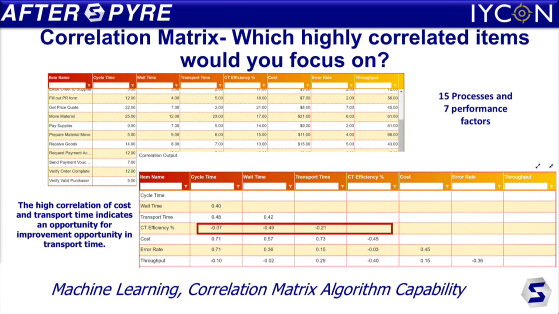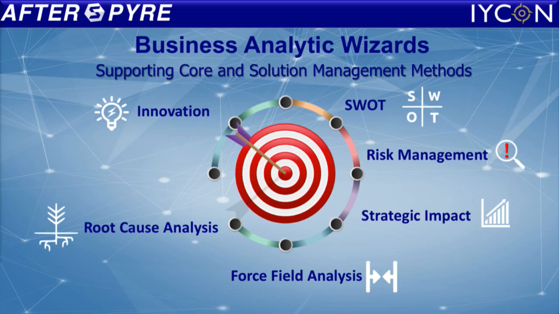The correlation matrix functionality allows you to understand, for example, again, a process example, you can see cycle time, wait time, transport time, which is negatively impacting efficiency. So these again are candidates for improvement. Like I said, Afterspyre has around 16 analytic wizards as of today. And we support SWOT, risk management, strategic impact, force field, root cause as examples.